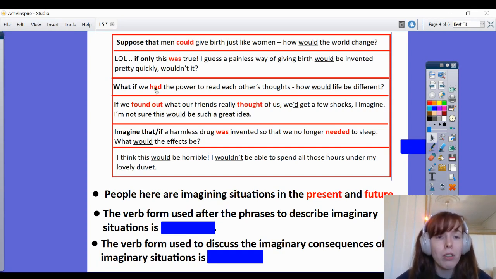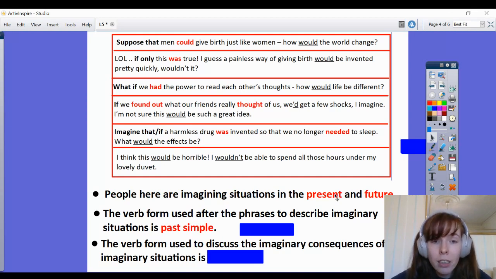Okay? What if we had the power to read each other's thoughts? How would life be different? So we're thinking about how would life be different now and in the future. The verb form used after the phrases to describe imaginary situations is, let's see, could, was, had, found, thought, was, let's see, past simple. Okay, so even though the meaning is in the present and the future, the verb form is in the past. It's a bit weird, but this is English.